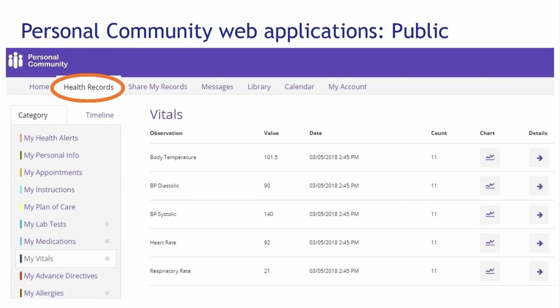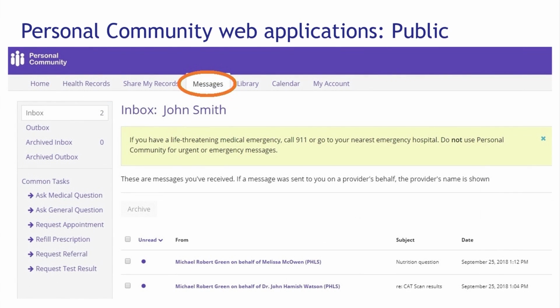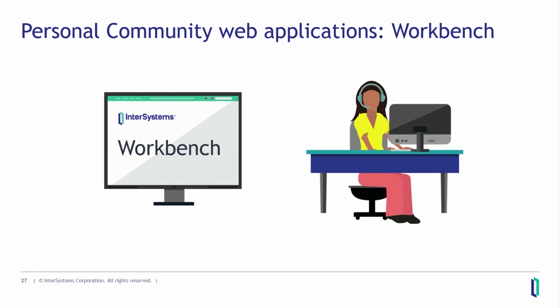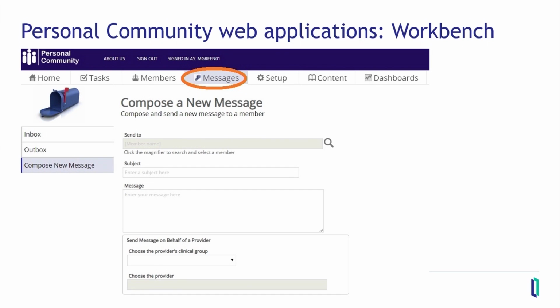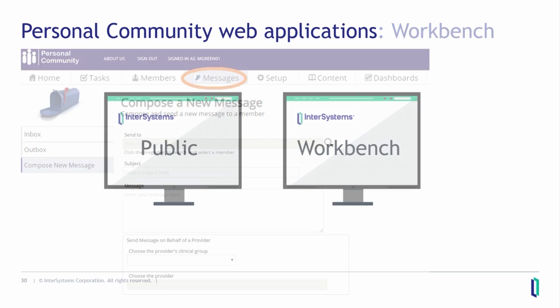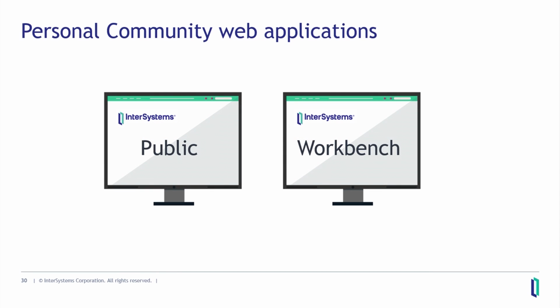This is a screenshot from the app. They can send messages to providers. And they can do a lot of other things, but those are the two that will be relevant to this presentation. The Workbench is the one that's used by administrators and staff, basically. So here's where you do a lot of the setup. And the provider end of the messaging is done in the Workbench. Okay. So any questions on Public versus Workbench before we go on?